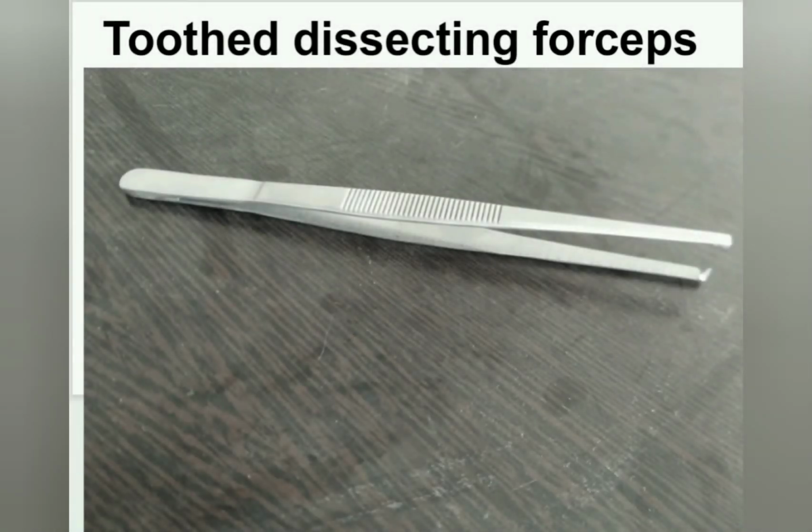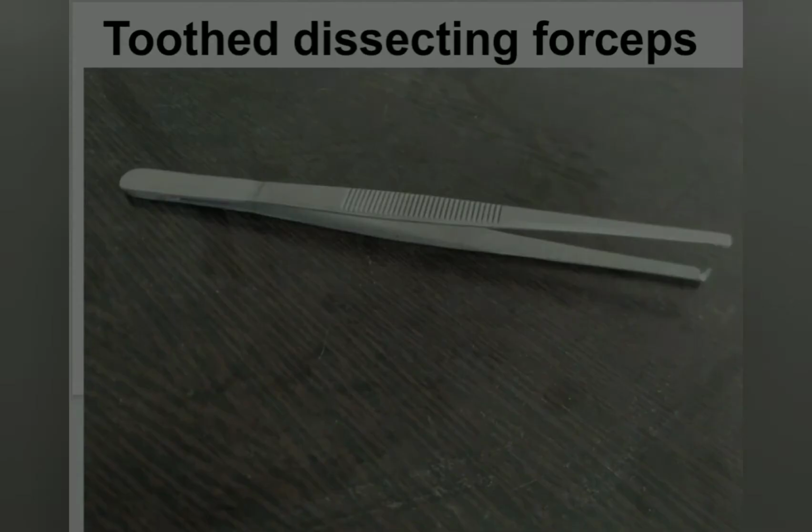Next one is toothed dissecting forceps. It is an instrument which is used to handle tissues and different materials, mainly handling dense or thick tissue or for hemostasis. Hemostasis means to stop bleeding.